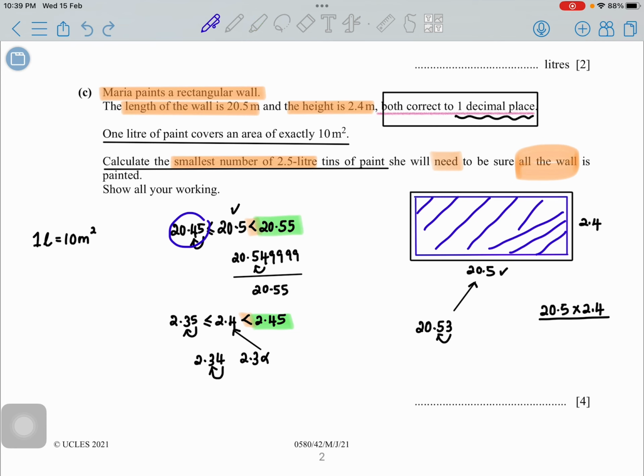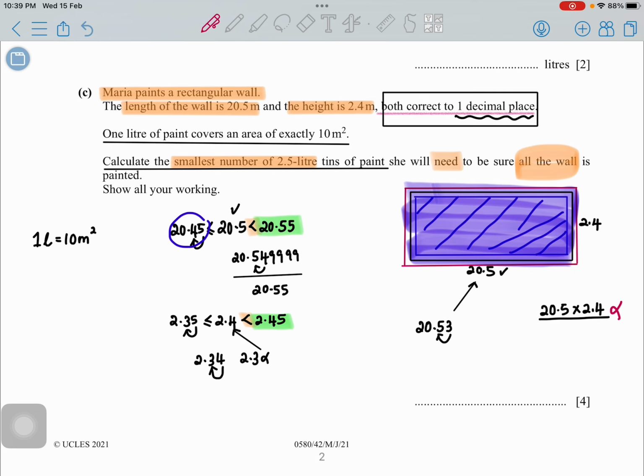Now, when you take the upper bound, let's see what happened. I am taking 20.55, slightly longer than the length given. And then 2.45, slightly longer than the existing height. So when I do this, I know that I will make sure that all of the wall will be covered. Okay, let me color it. So what is happening? You are taking all of this. See, every part of it. So you should not do the earlier one. Instead, you must do 20.55 times 2.45.